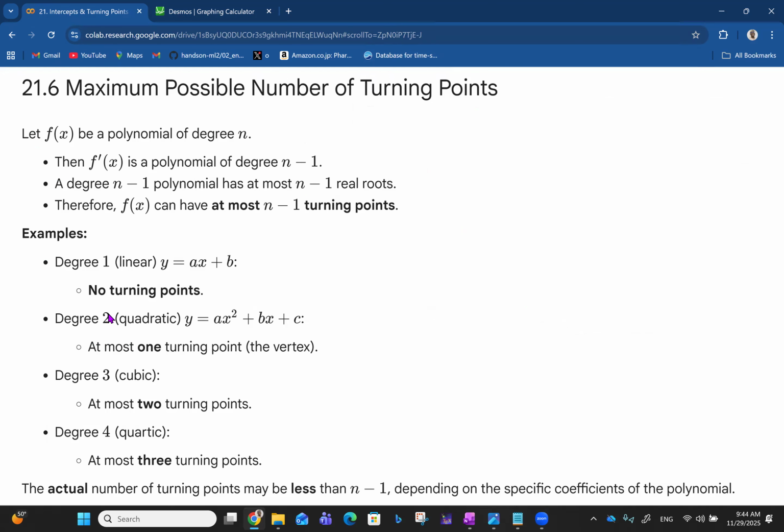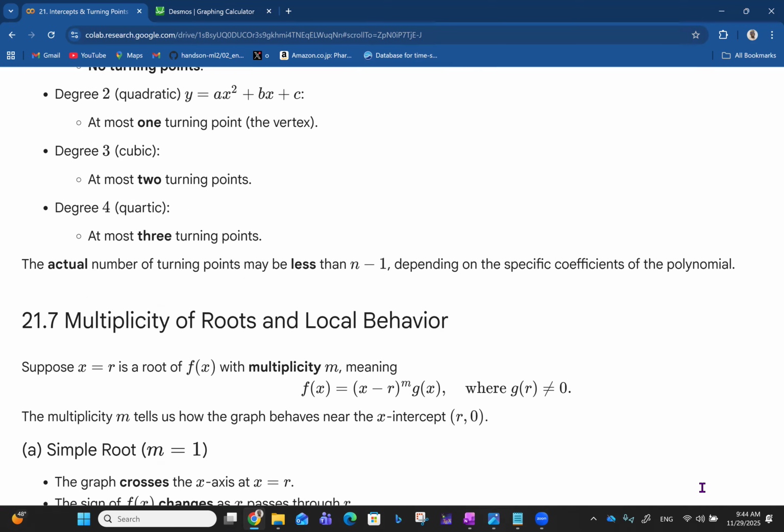So the actual number of turning points may be less than n minus 1, right? If you have something of degree n, you can have at most n minus 1 turning points. But from what we've seen, generally, the actual number of turning points may be less than n minus 1, depending on the specific coefficients of the polynomial. So the coefficients actually matter in determining the number of turning points.